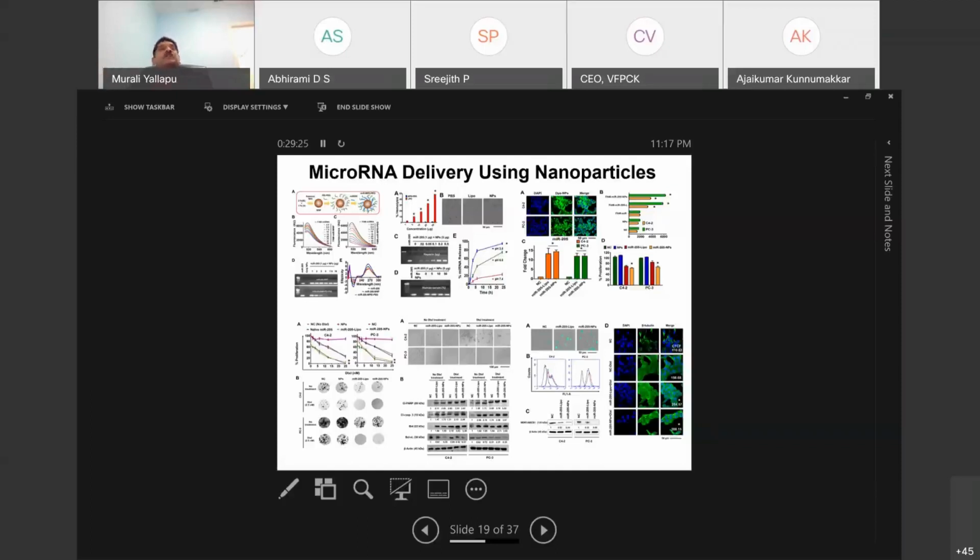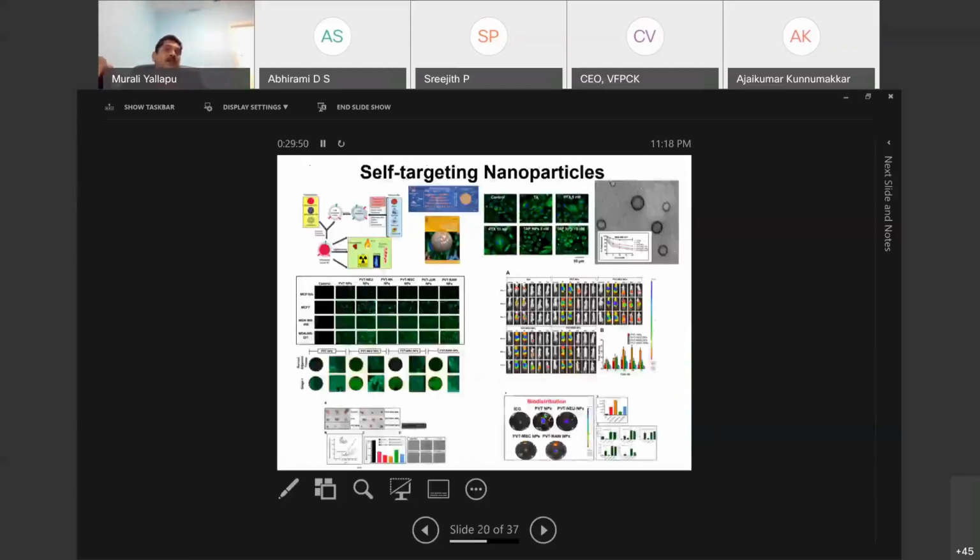So here we used our own nanotechnology so that we can efficiently deliver these microRNAs. Again, this is the entire data in prostate cancer cells and also in prostate cancer tumors. The tumor data is not here, but we have it with us, and it showed a greater and better therapeutic benefit with this microRNA delivery.